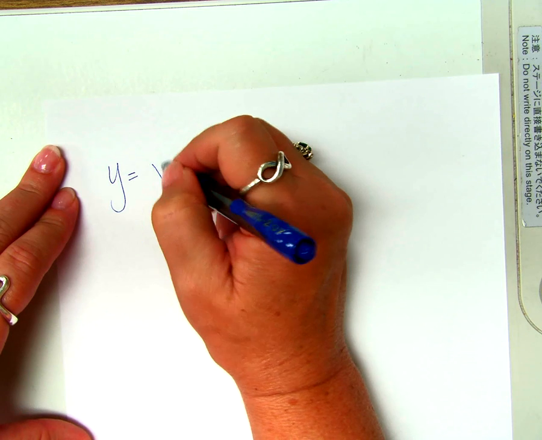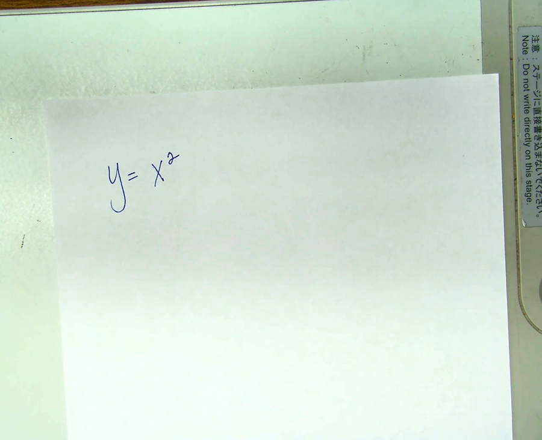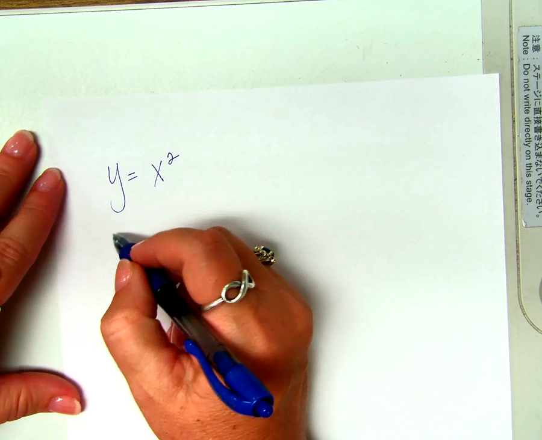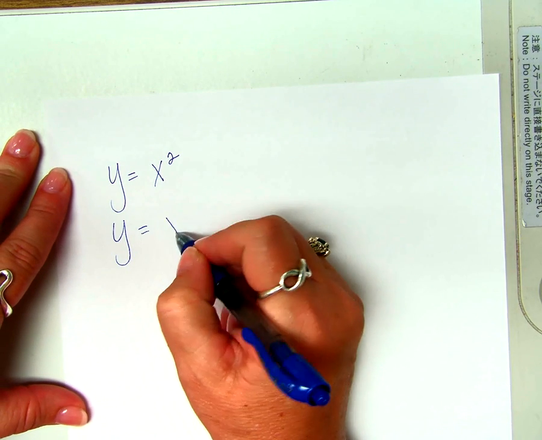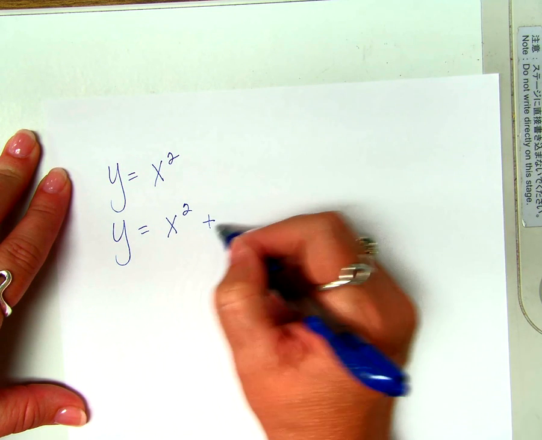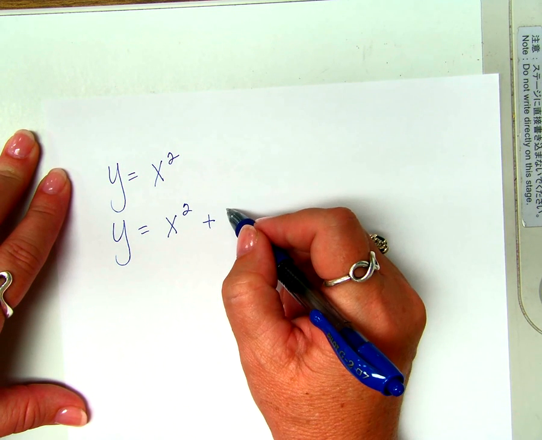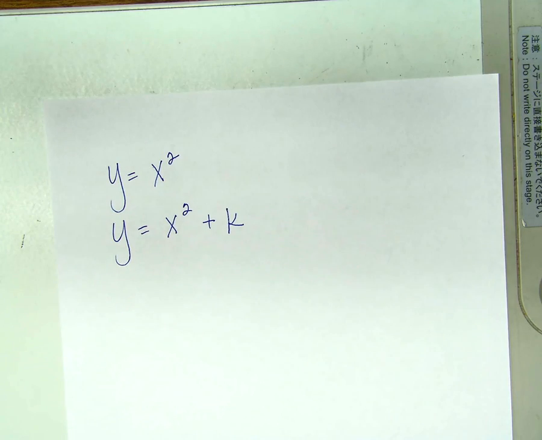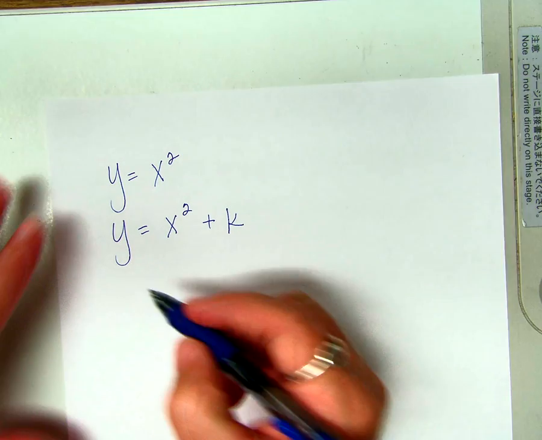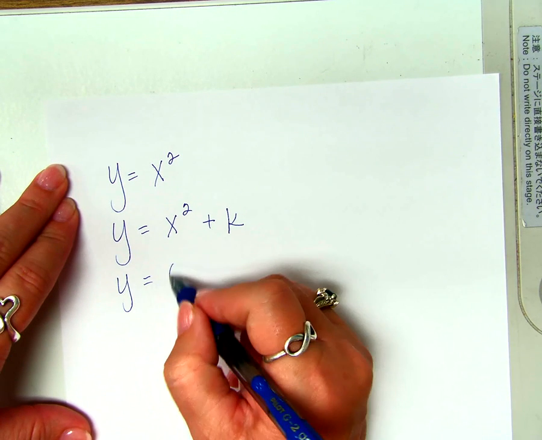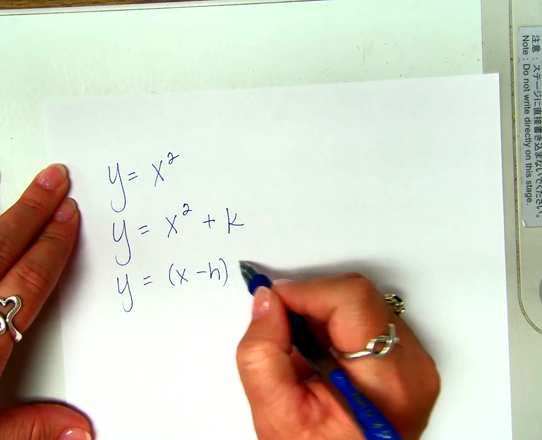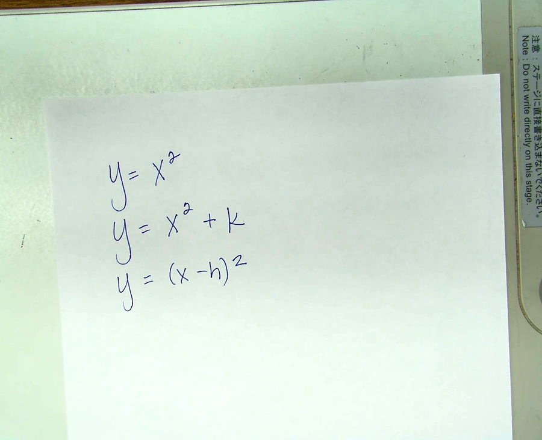Okay? So I'm going to talk a little bit about this for just a second. Y equals x squared. What parent function is that? It's a quadratic parent function that makes a parabola, right? Okay? So we're going to have all sorts of things, though. We might have something like that. We might have something like that.